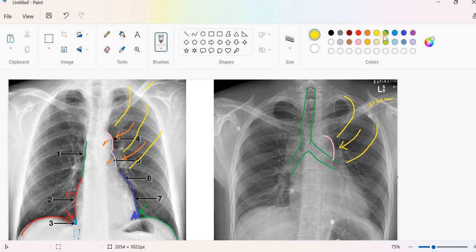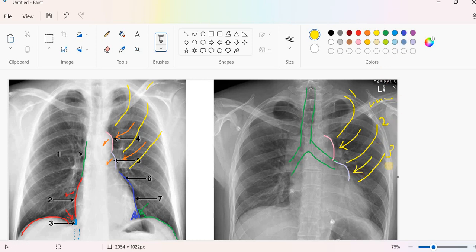If we wanted to identify the pulmonary artery, where is it here? Definitely it will be the bulge below. Because again, it will be located in the second left intercostal space. This is the third rib, second, and this is the first. So this will be the pulmonary artery, the main one.